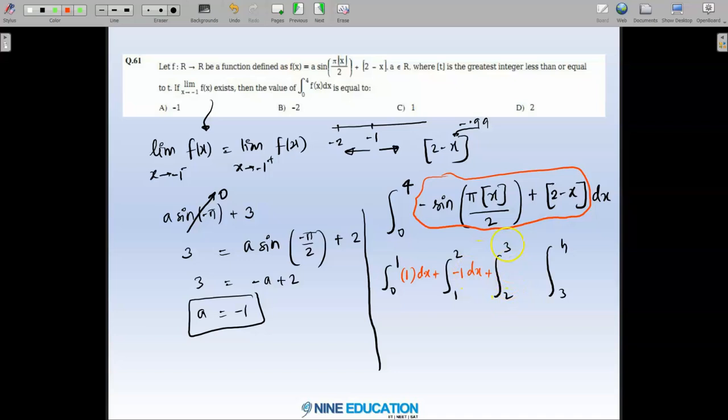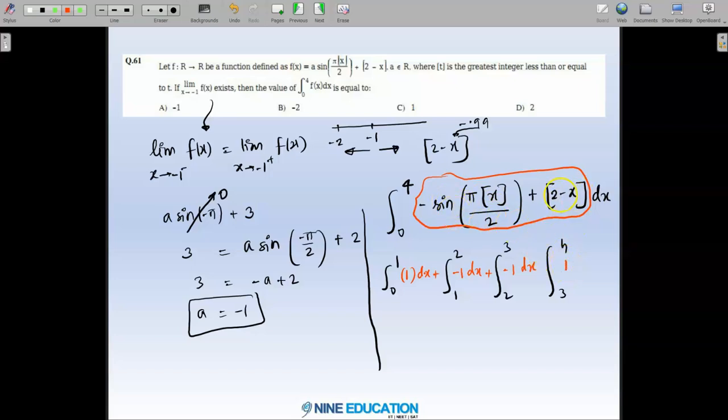In 2 to 3, let's suppose you are putting 2.5 to understand the function value. The greatest integer of 2.5 will be 2, so 2 and 2 will get cancelled, sine pi will be remaining, so the first term will be 0. And 2 minus 2.5 is giving you minus 0.5, which has greatest integer -1. So this time again there will be -1 dx. In 3 to 4, what will happen? If you put any value in 3 to 4, it will be sine 3 pi by 2, which is -1, and there is already a minus sign, so it will become 1.